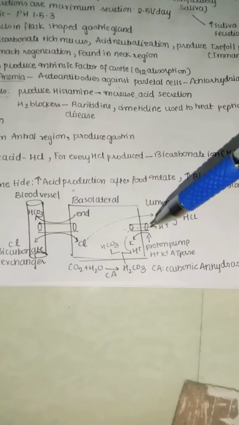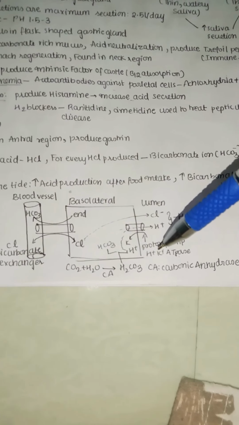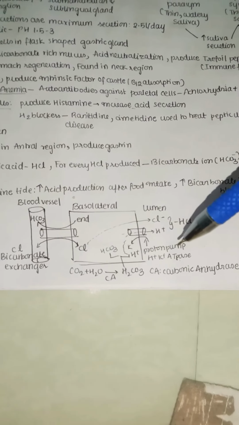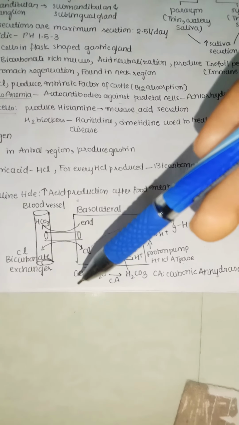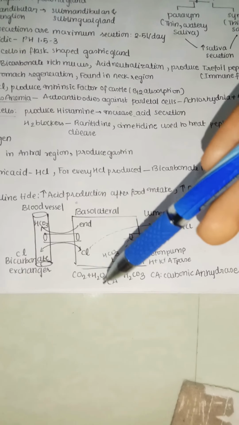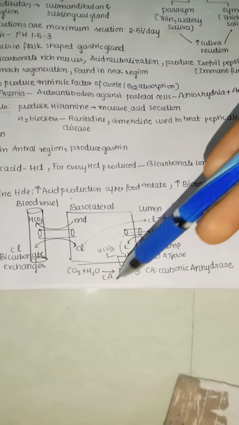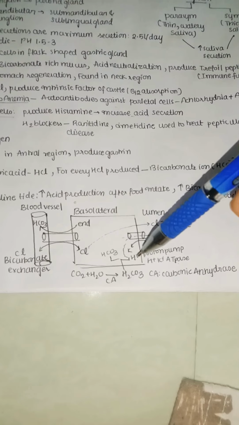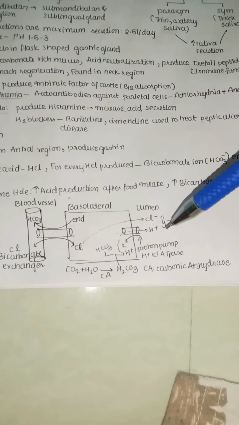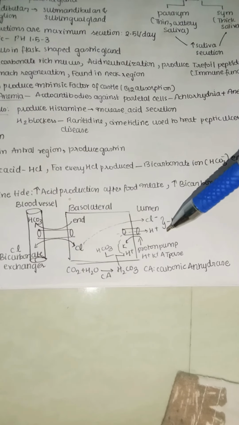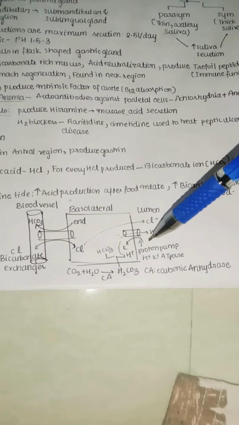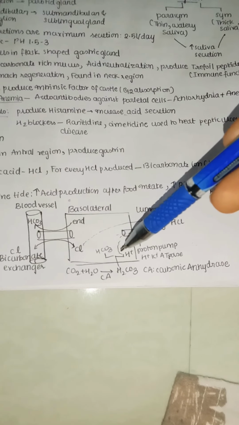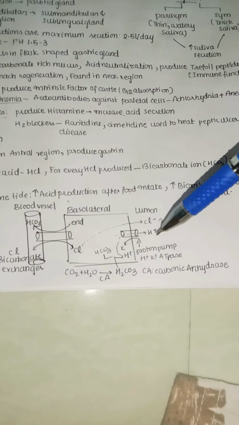Here we have a pump called the hydrogen potassium pump. This process begins with carbon dioxide. Carbon dioxide, when it reacts with water in the presence of carbonic anhydrase, forms carbonic acid. This carbonic acid in turn breaks down into bicarbonate and H plus ion in the basolateral parietal cell. This H plus is pumped out of the cell into the lumen. As the H plus is coming out, the proton pump, in the presence of ATP, brings the potassium ion into the cell.